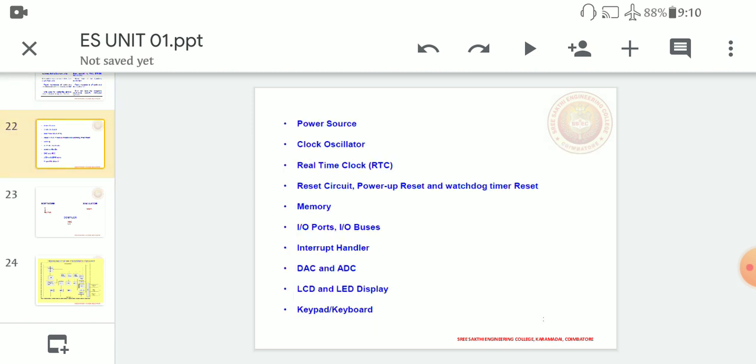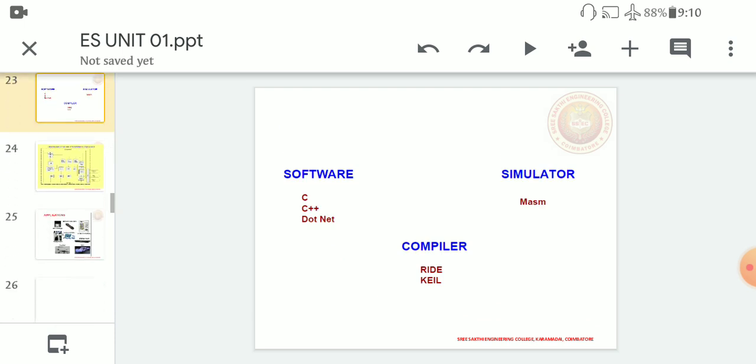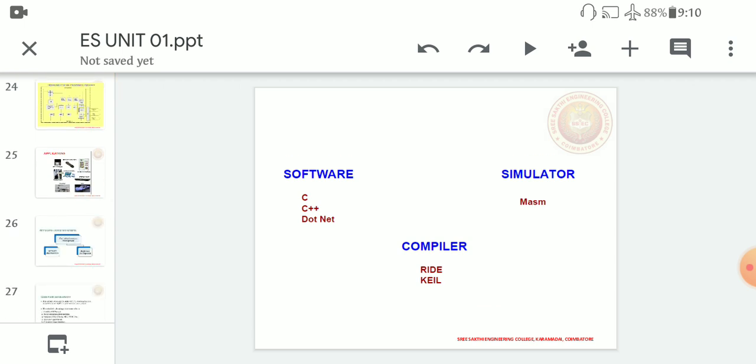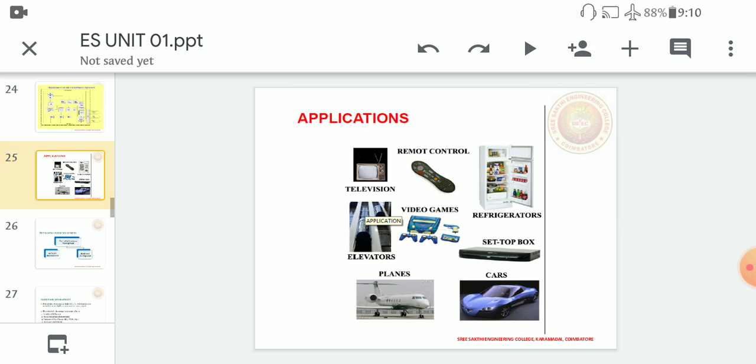And these are some points or the objectives for selecting the devices. And here, a software, a simulator and compiler is needed for the software. So this is the structural units of a processor, how an embedded software is designed. So these are some real-time applications where we are using embedded systems.